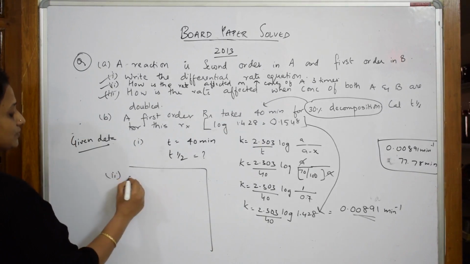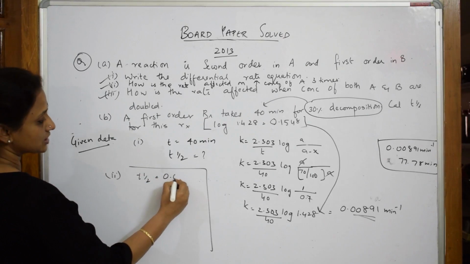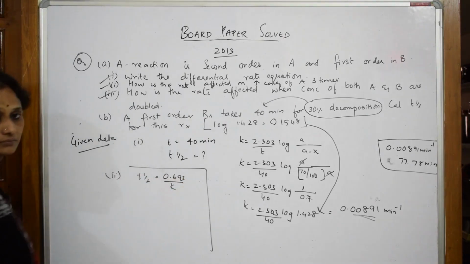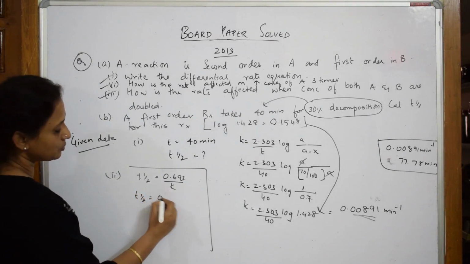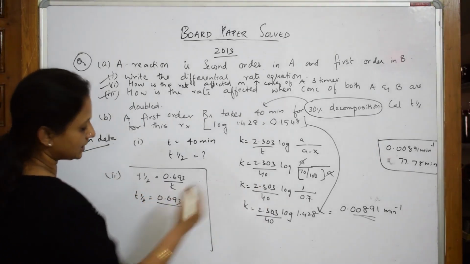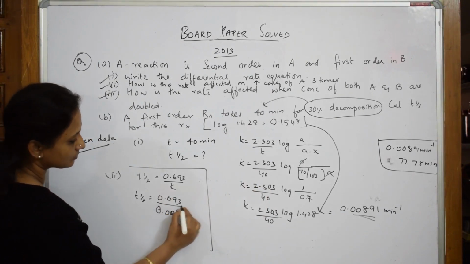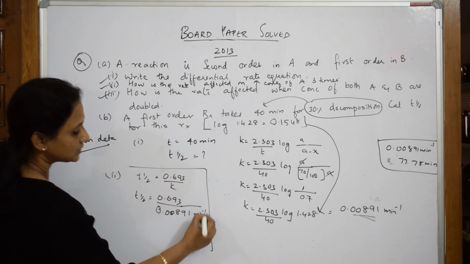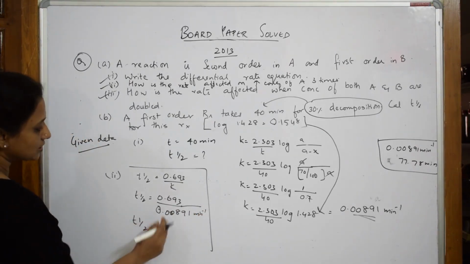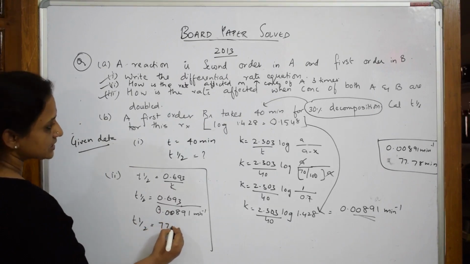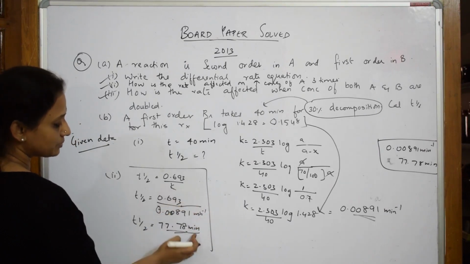Second part is, we very well know for T half, for a first order reaction, T half is equal to 0.693 by K. Yes or no? Now I've already got K, which is 0.00891 minute inverse. This is what we have got. Answer after calculating: when I solve this, I get an answer of 77.78 minutes. Because this minute inverse, when it goes above, it becomes minutes.